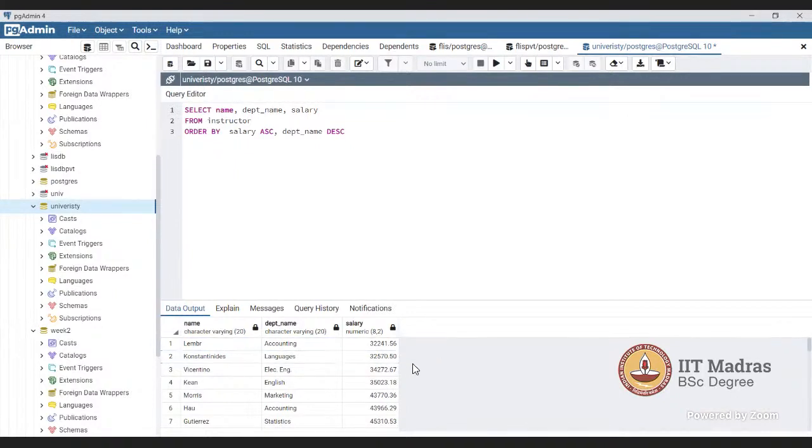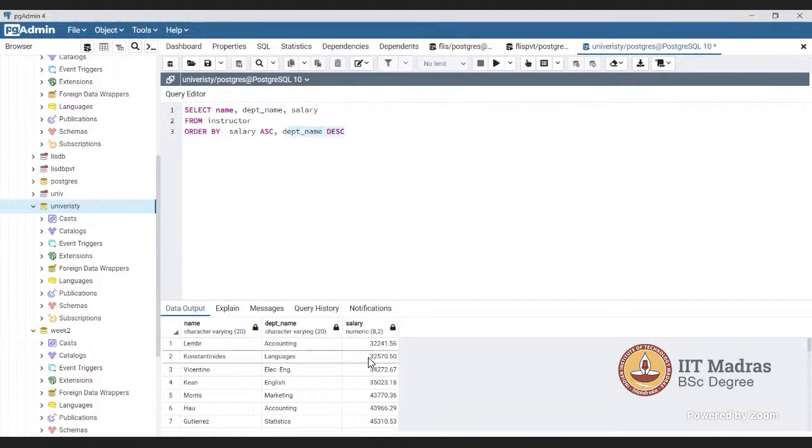But what we want, what is the question? The question is: department name should be sorted in descending order, and within each department, the instructor name should be sorted in ascending order of salary within that department. So if you change the order here, what will it do? First, it will sort the table in ascending order of salary. Then based on this order, it will sort in descending order within the department.